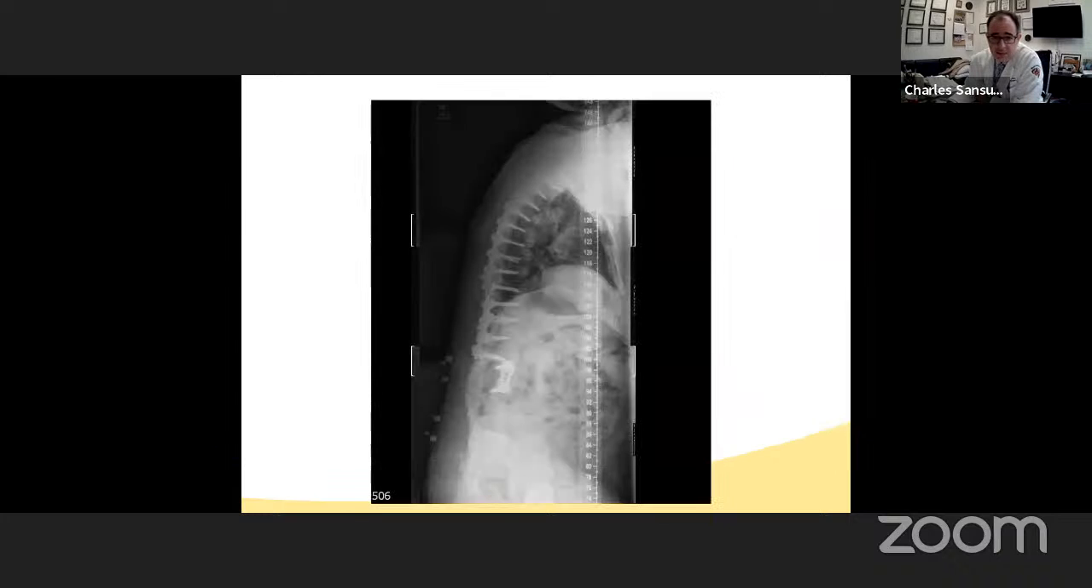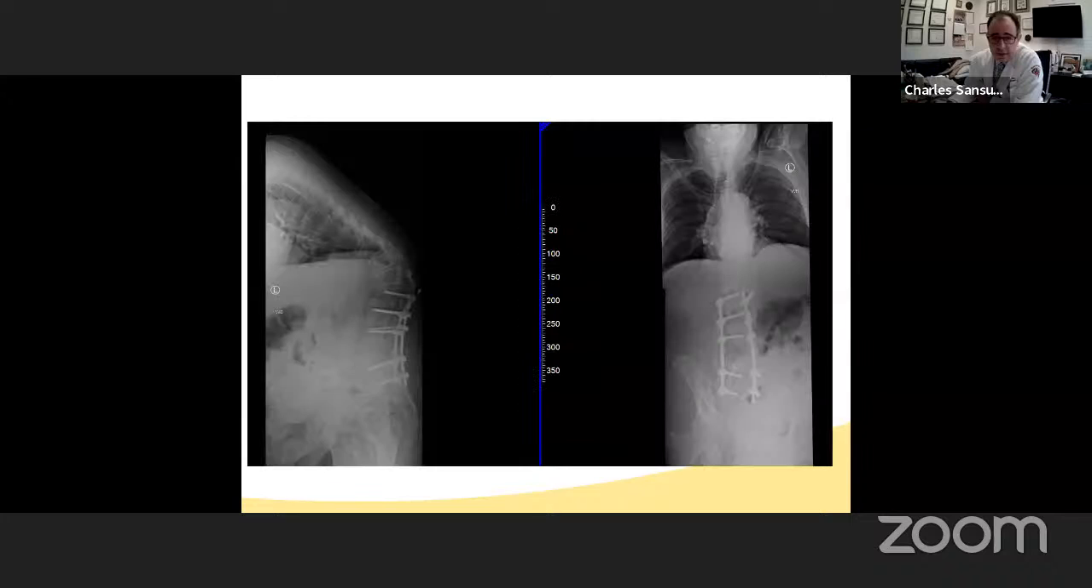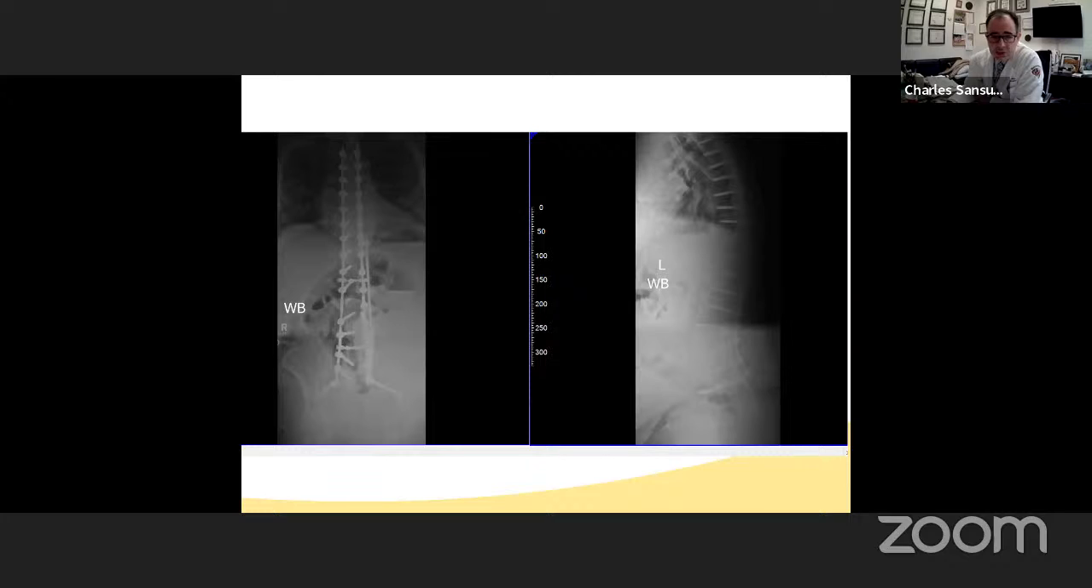In this case, this patient had a violation of the ALL during surgery, and for that reason, we did not end up putting cages in, but we were able to mobilize those interspaces in order to get a substantial improvement of the alignment.